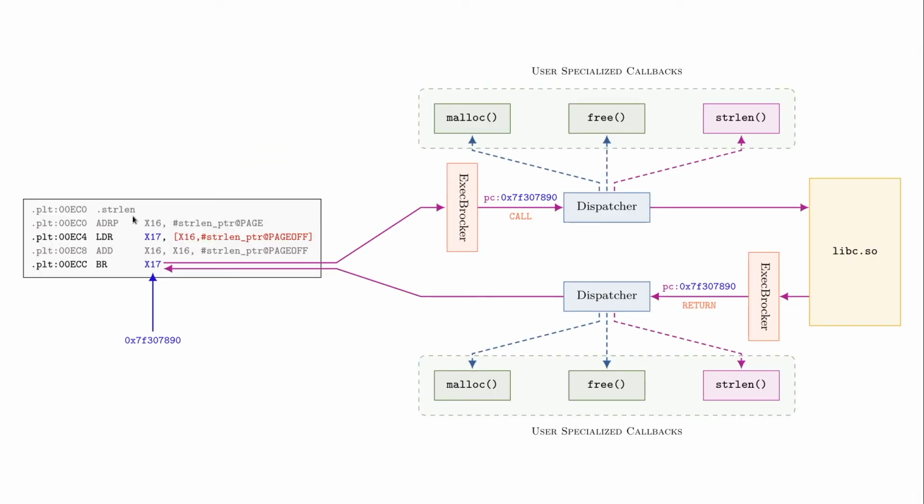If we take strlen, for instance, we have a branch to, here it's PLT/GOT code, a branch to this register, then there is an exec broker. We convert this absolute address into a symbol, then we process the parameters, then the function is executed in the libc, then the exec broker detects that the function finished, and so on.